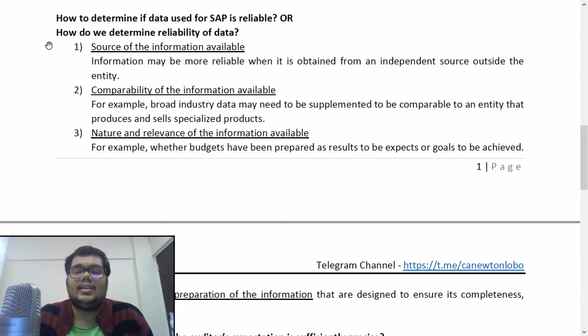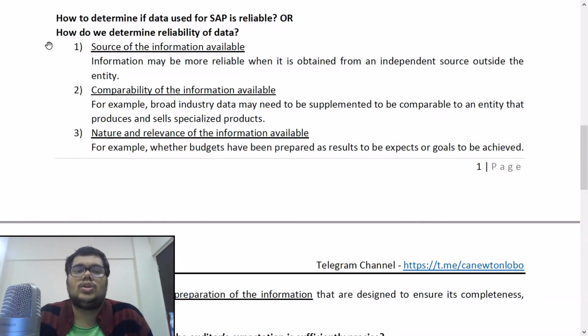Now we had seen in the answer about that the data used for SAP, from where it is sourced, it should be relevant and reliable, right? So now we have to ensure that the data that we have got for SAP is reliable. We need to ensure that. So how do we do that? So there are 4 points.